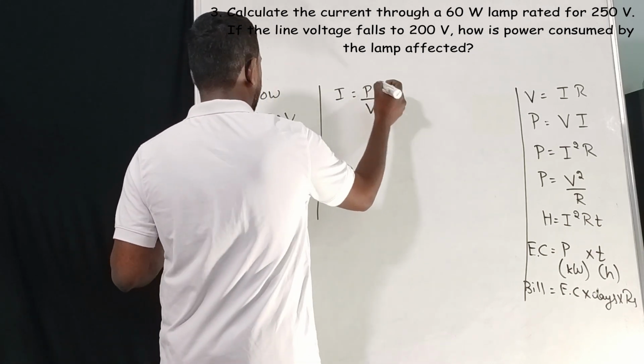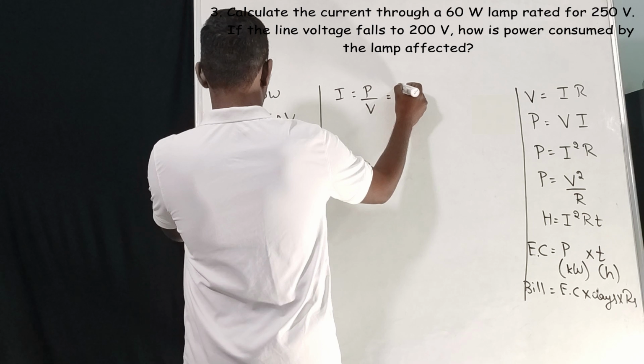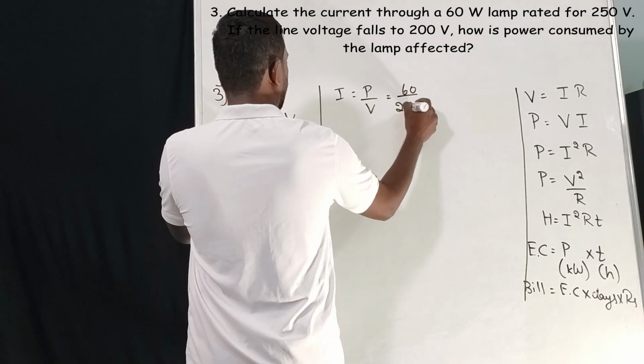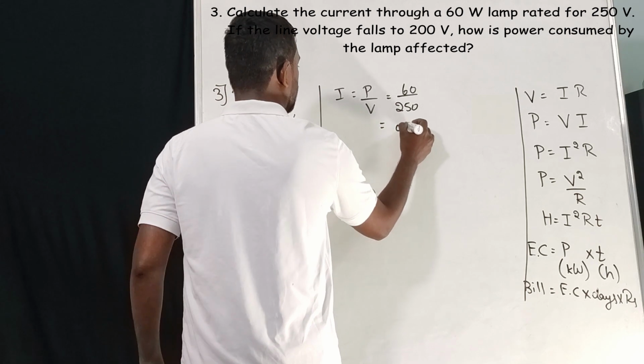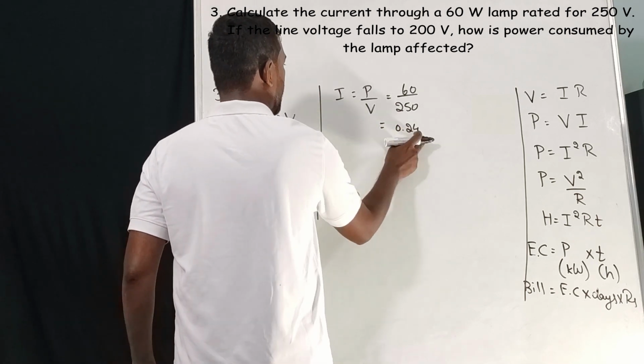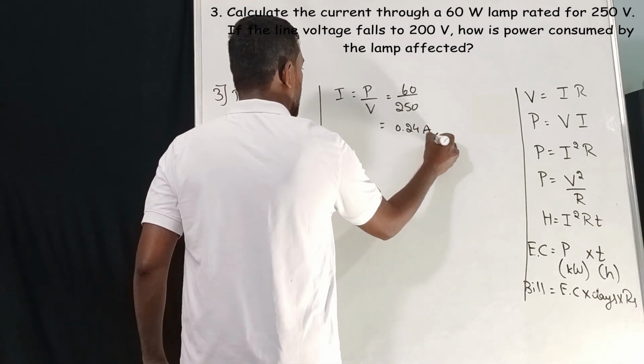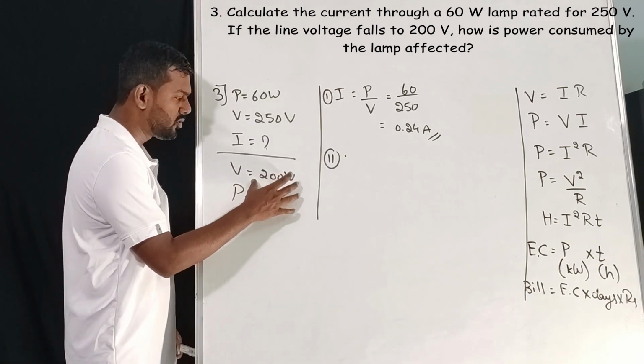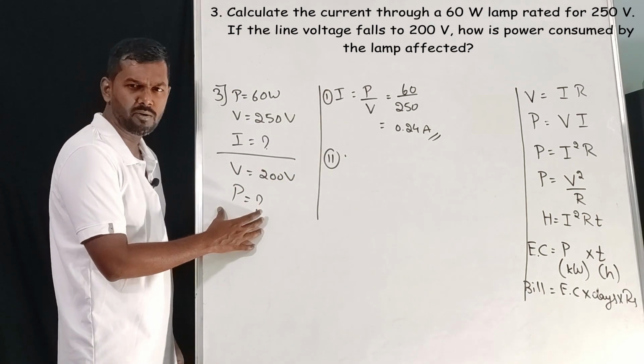Next, what is I? That is 60 by 250. So the answer will be 0.24. What we are finding? Current, that will be in terms of amperes. Okay. Now the second sub question, they have given voltage and we need to find power.